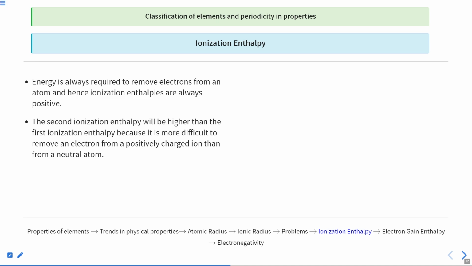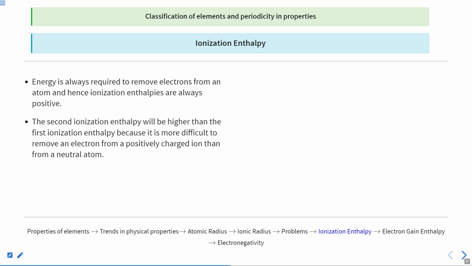The second ionization enthalpy will be higher than the first ionization enthalpy because it is more difficult to remove an electron from a positive charge. This is the most important point here. If you ever compare the ionization enthalpy for the same atom, then the first ionization enthalpy is always less than the second ionization enthalpy. What is the reason behind it?